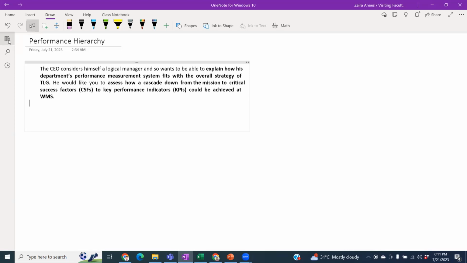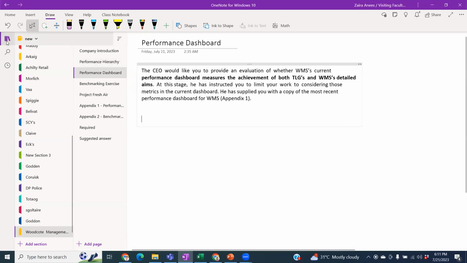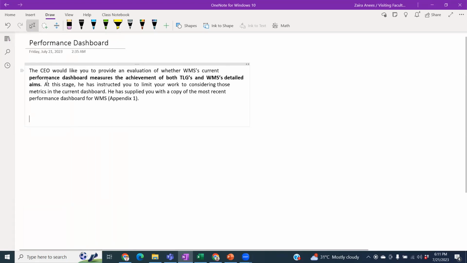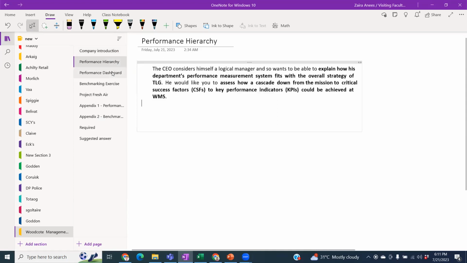What is this part, right? Let's move to the next part and then we will come back. The second part is performance dashboard. That was related to performance hierarchy, now related to dashboard. Performance hierarchy in the sense that mission statement, objective, CSF, and KPI.